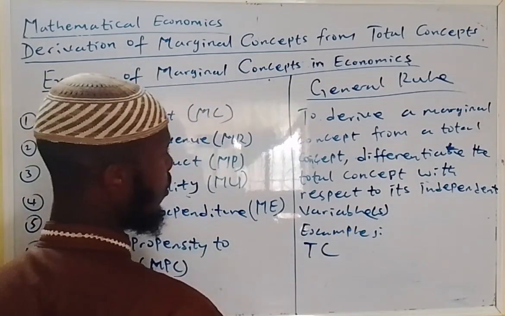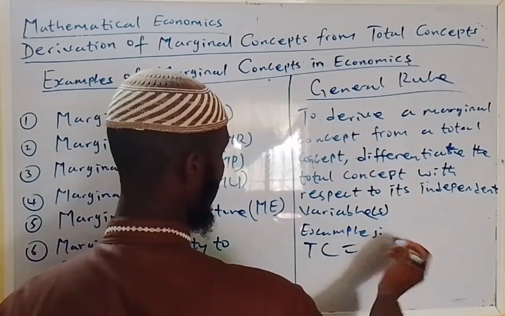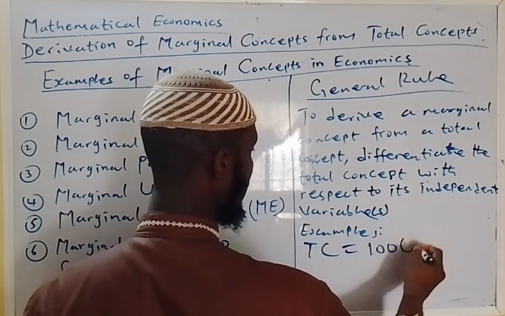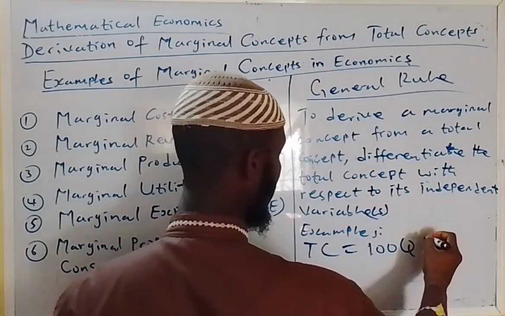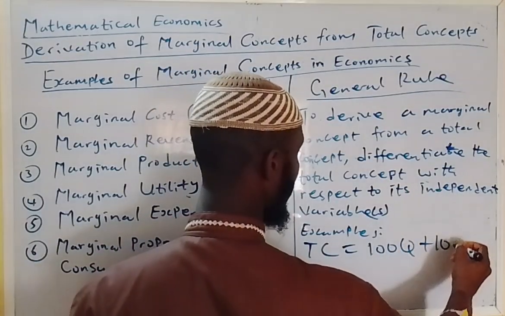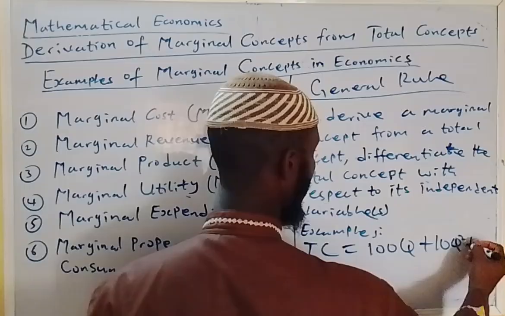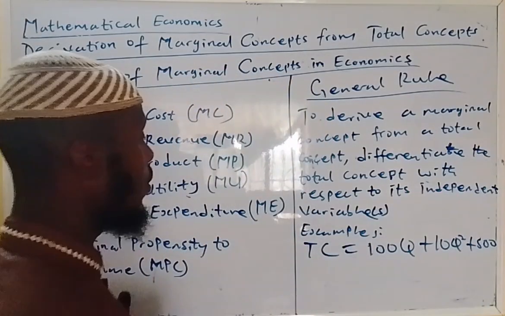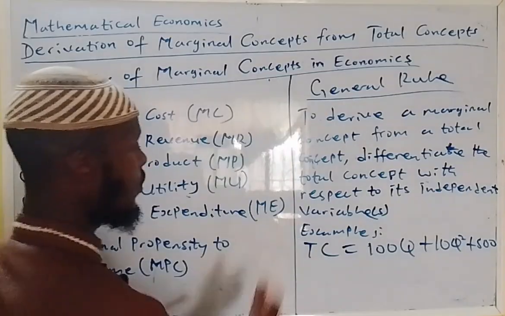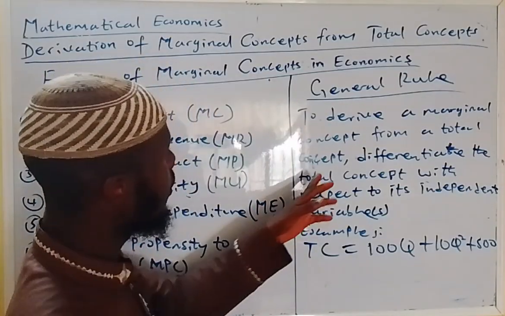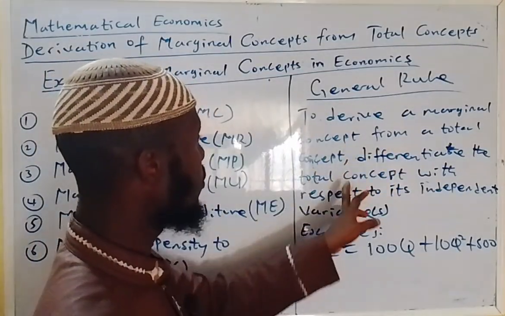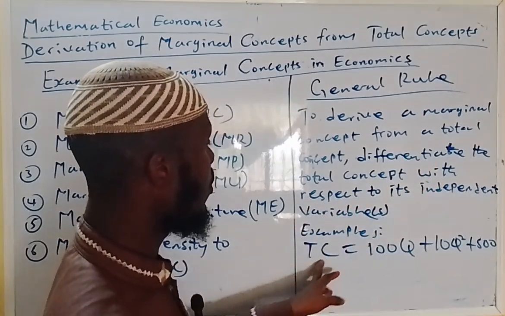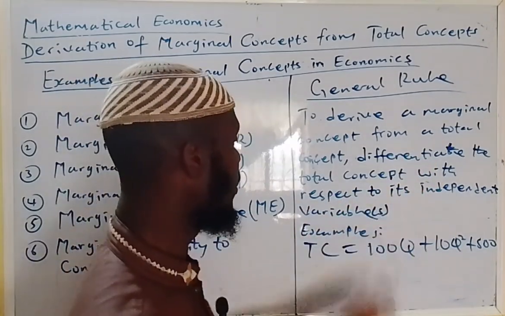This is a total concept, which is given as, let's say, 100Q plus 10Q square plus 500. This is a total cost function, and this is a total concept. So the rule says to get the marginal concept from this total concept, we should differentiate this total cost with respect to its independent variables.